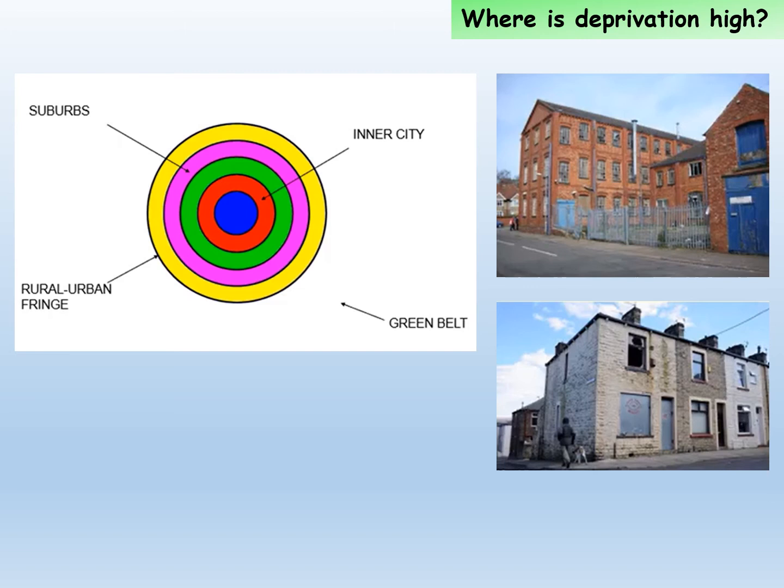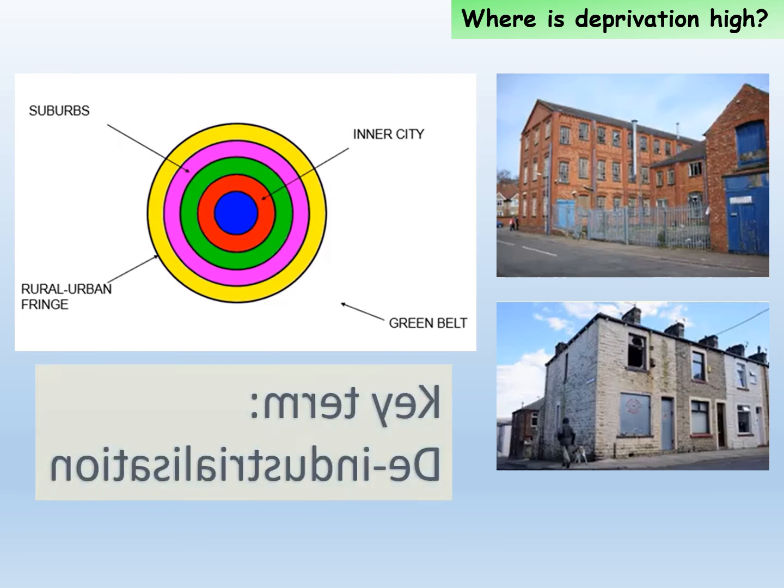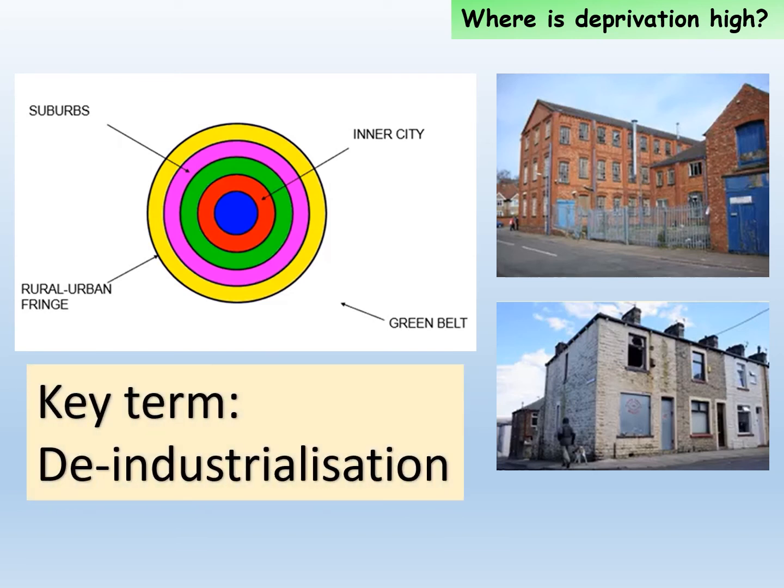So, the factories closing down, the lack of industry, that has got a key definition. And it's a word that we've seen before when we started looking at the cattle markets closing down in Tenbury and Ludlow. Hopefully you might be able to work out what it is. That key term is deindustrialization, the closing down of factories and the closing down of industry.